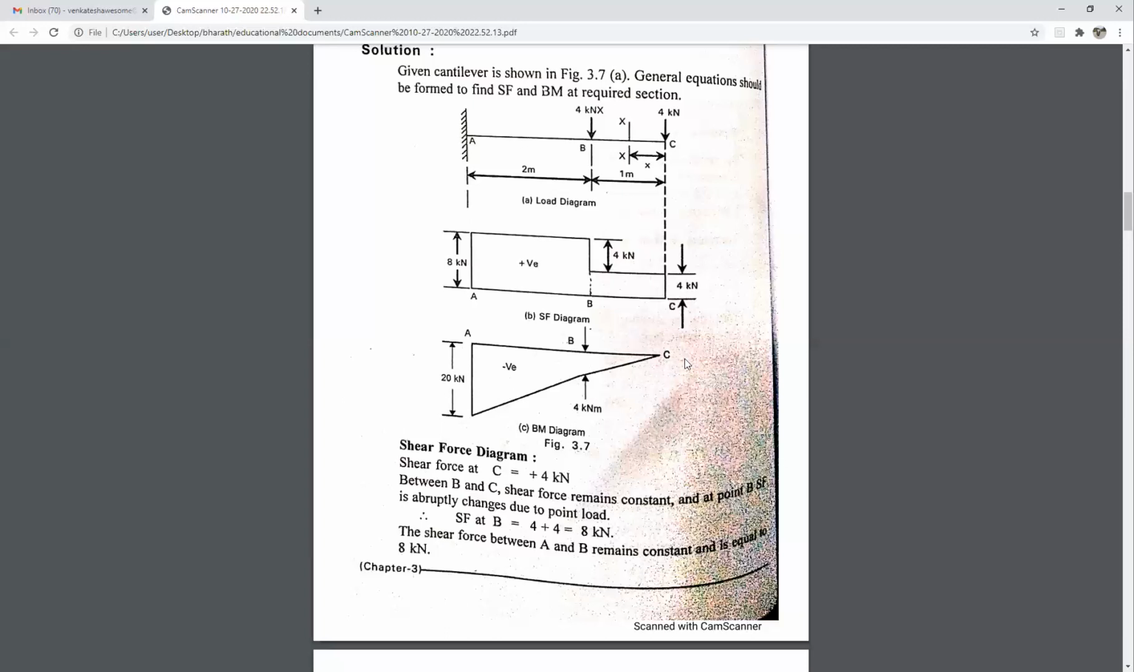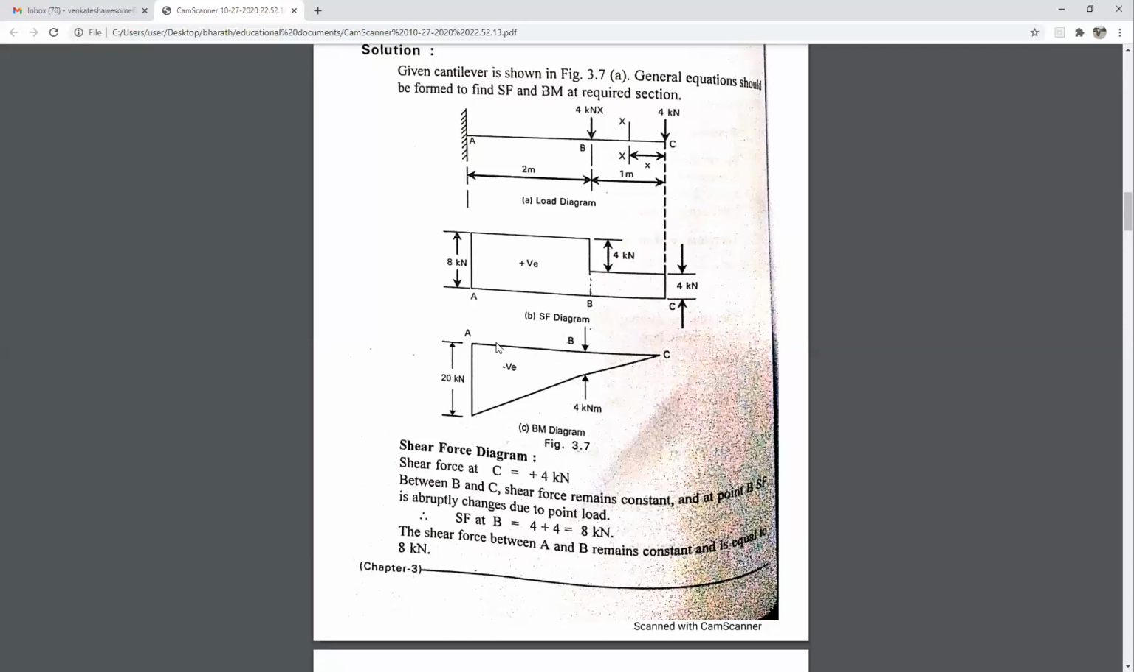From C to B, we have one bending moment which is caused by the 4 kilonewtons only, which is represented by an inclined line here. From B to C, we have an inclined line which represents one load, which is 4 kilonewtons. From B to A, we have another bending moment, which gets added.